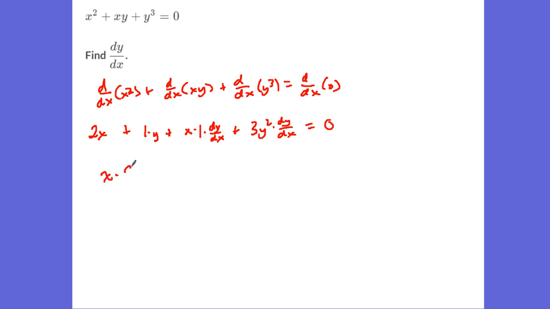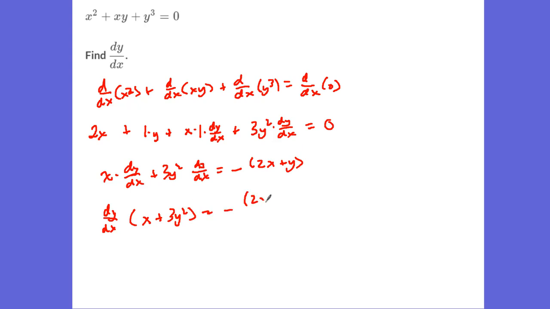So here I have x dy over dx plus 3y squared dy over dx equals, I'm going to subtract this on the other side, so I'm going to have negative (2x plus y), okay? Or you could have said negative 2x minus y if you distribute that. I'm going to put that in parentheses. So now I'm going to factor out a dy over dx. I'm going to be left with (x plus 3y squared) equals negative (2x plus y) on my numerator. Okay. Then I can divide. And so dy over dx, the slope at any point, equals negative (2x plus y) all over (x plus 3y squared).